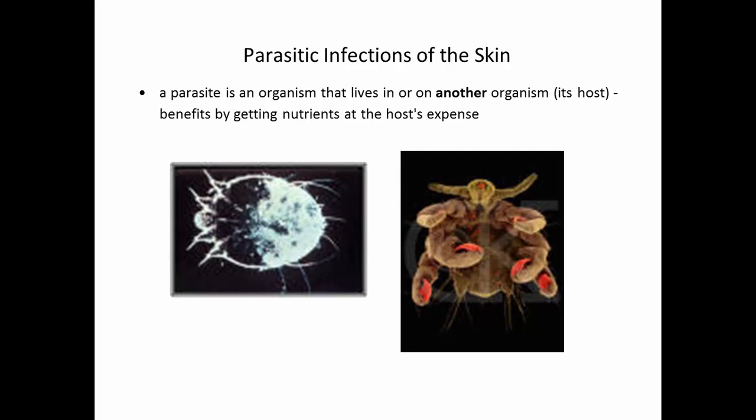The last section that we're going to look at are infections or infestations of parasites. And a parasite is an organism that lives on or in another organism, which we call its host, so that would be us. And the parasite benefits from the host, but the host doesn't get anything out of the relationship. The two most common parasitic infections that we see are scabies and lice. And on the left here, this is a scabies mite, and on the right, that is a louse.